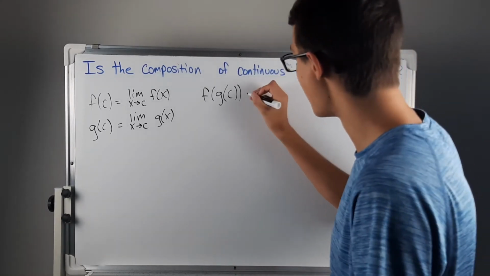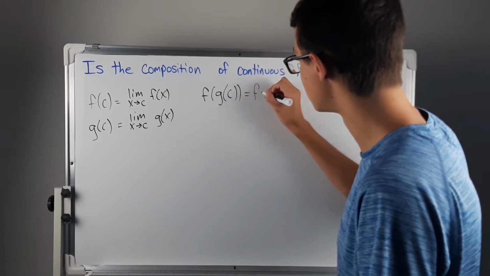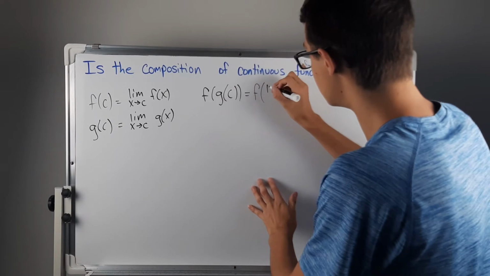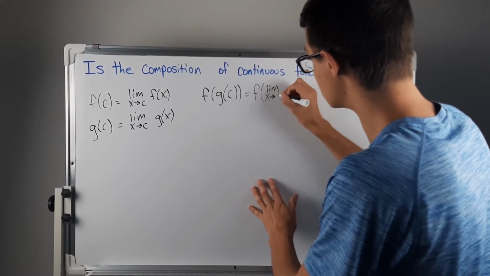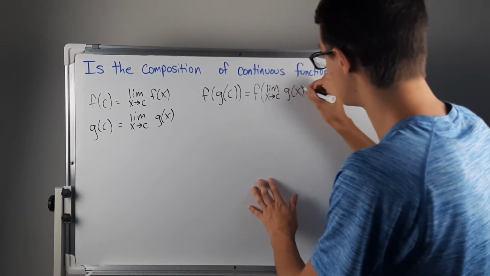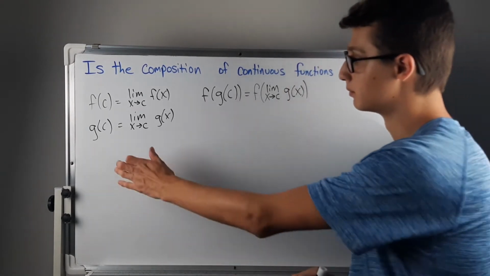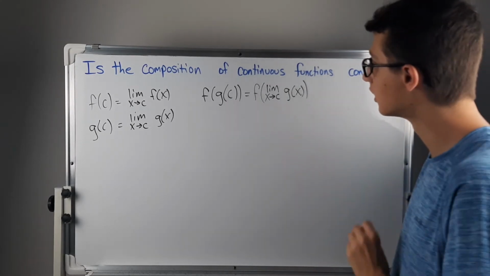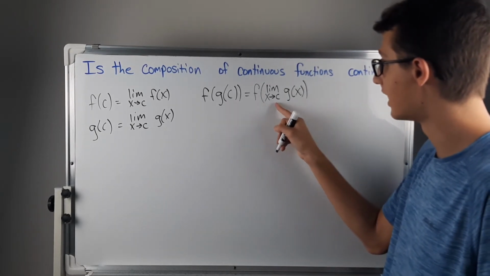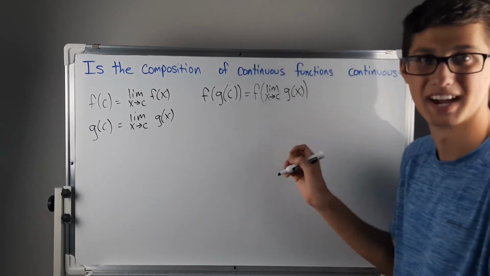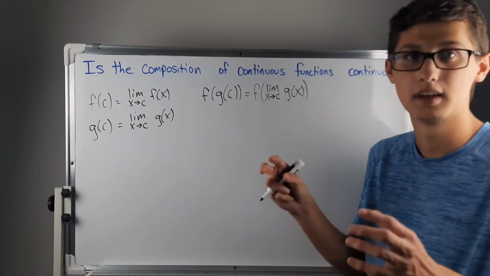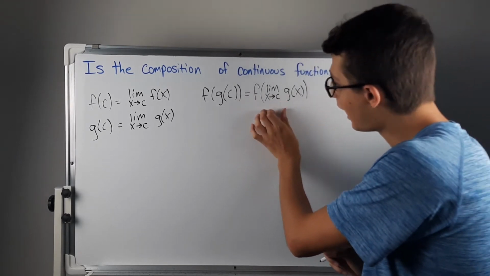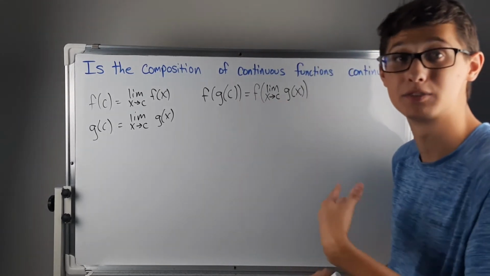So remember that what this is saying is that f evaluated at g of c, meaning that we can plug in the fact that the limit as x approaches c of g of x is equal to g of c. So this equality made it so that g of c turns into this. So we're taking f evaluated at the limit of g of x. Now the thing is, because f is continuous, we can actually take this limit outside of the function and put it in front of f.